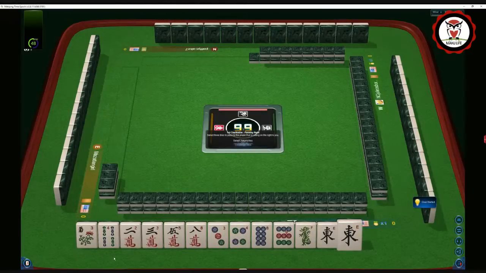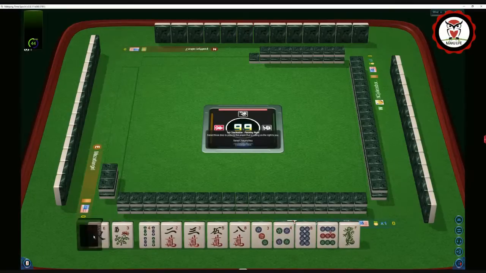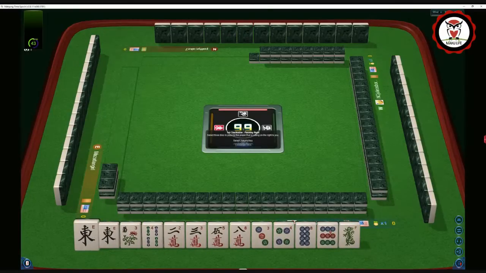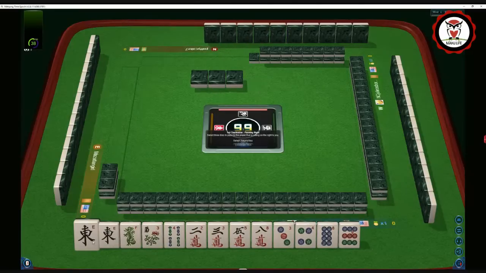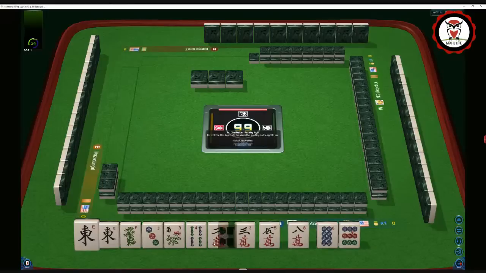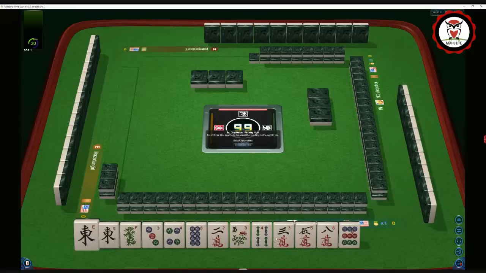We have one multiple, east. That's kind of a toughie because we have no other winds. We do have a dragon and a flower. So with the east, we could maybe do something consecutive. We have some consecutive run in here.